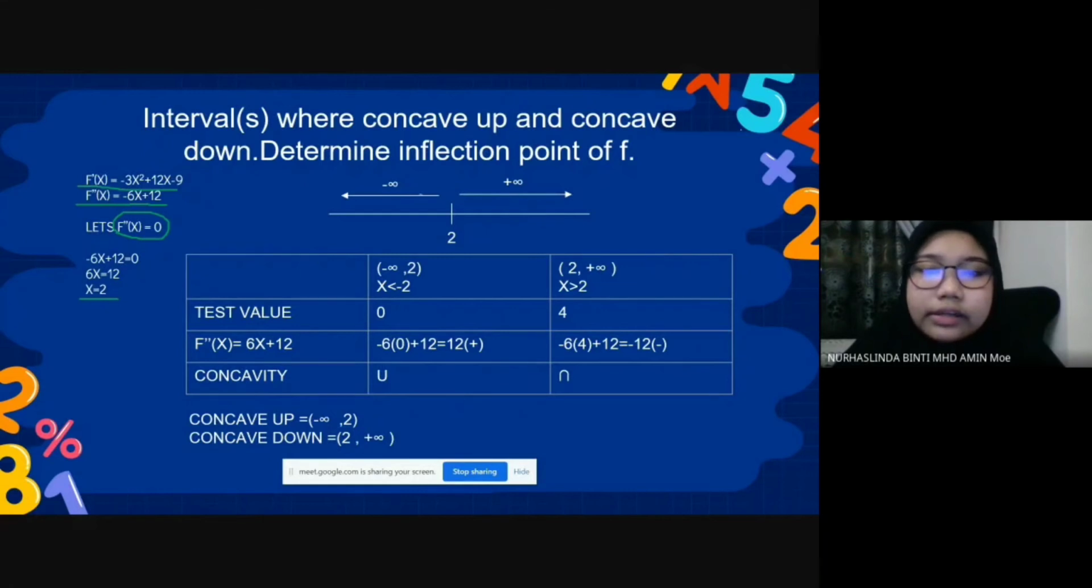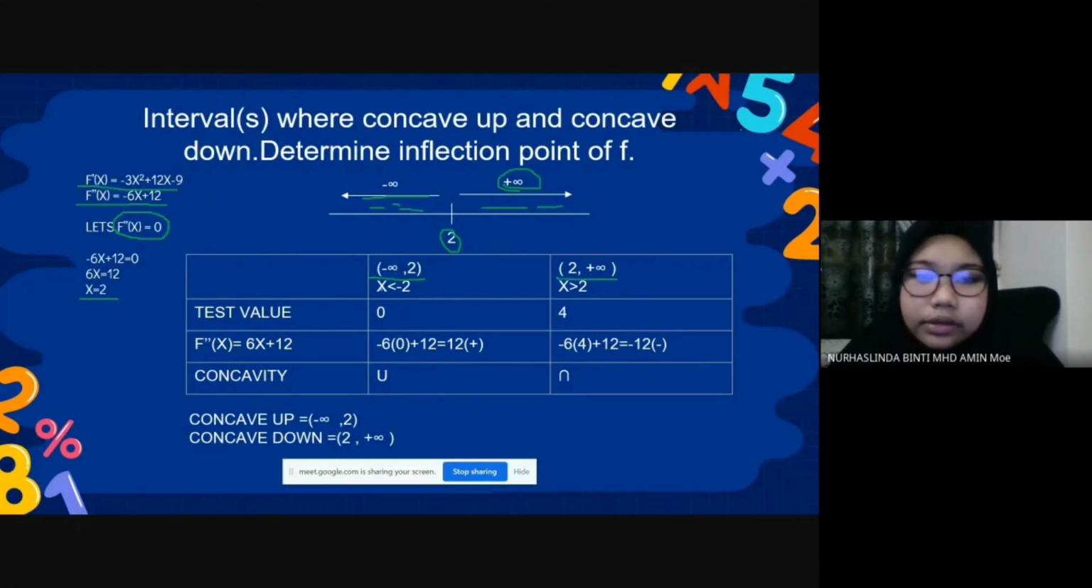So this is the line graph for this interval. We put 2 in the middle, and then there is negative infinity for the negative side, and positive infinity for the positive side, with larger values on one side and smaller on the other. Then I make this table to determine concave down or concave up. First we have negative infinity and 2. The second one, we have 2 and positive infinity.